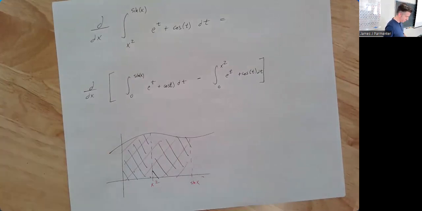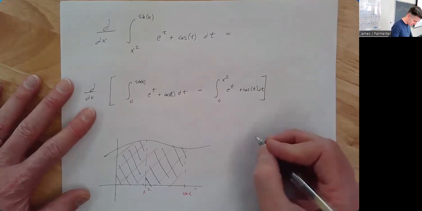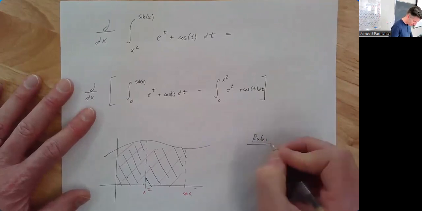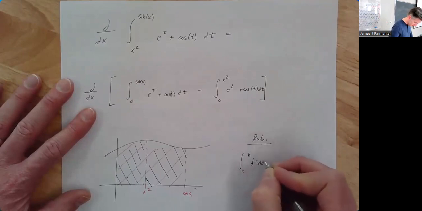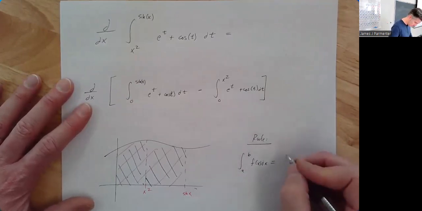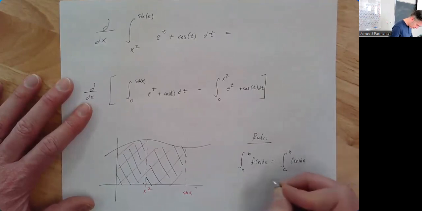You can always do this thing where, and this is one of the rules that's on one of those handouts, if you want to find the integral from a to b of f of x dx, you can always write it as the integral from c to b minus the integral from c to a.